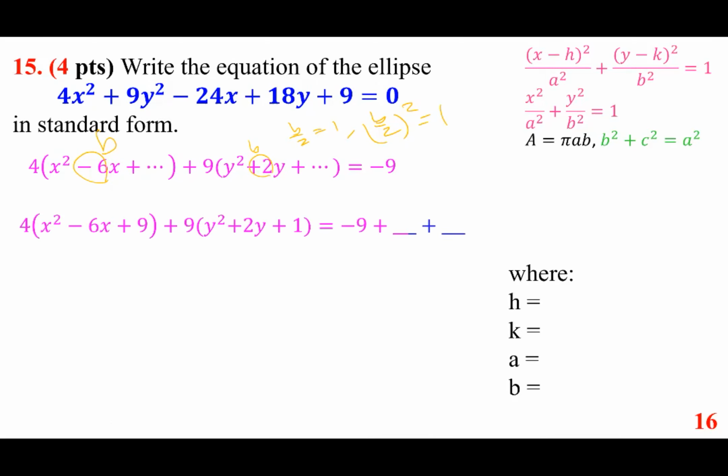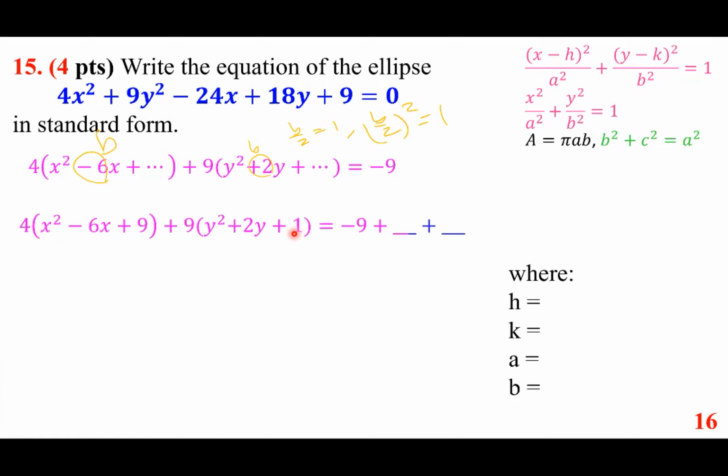Now, it's important to see that when we added 9, we didn't add 9 on the left side. On the left side, we added 4 times 9. Okay, so we added 9 to the parentheses. So we have to add 4 times 9, or 36 here.